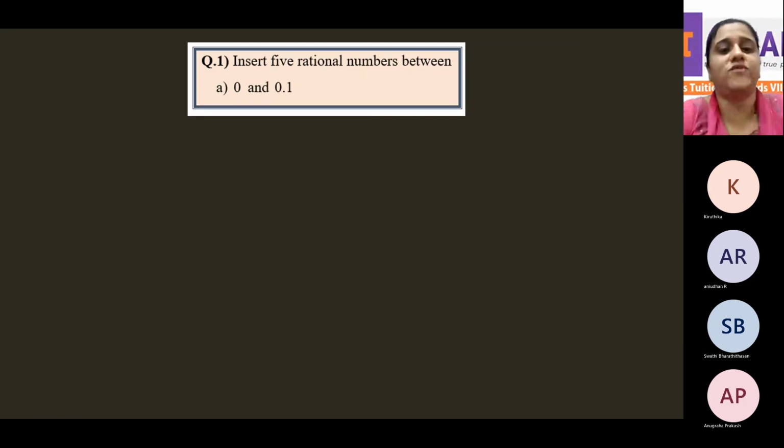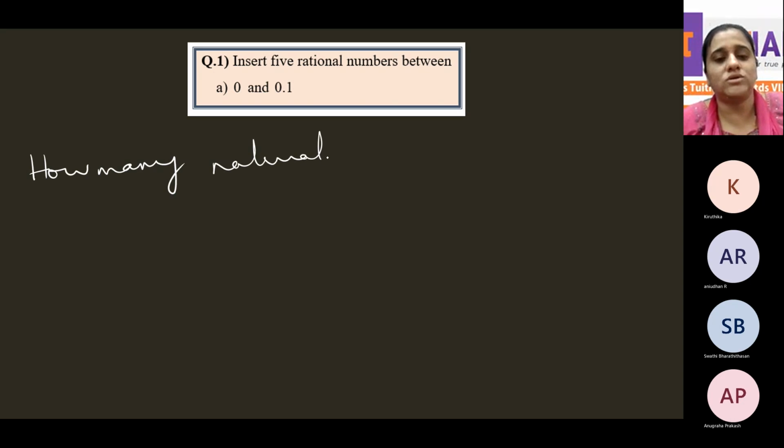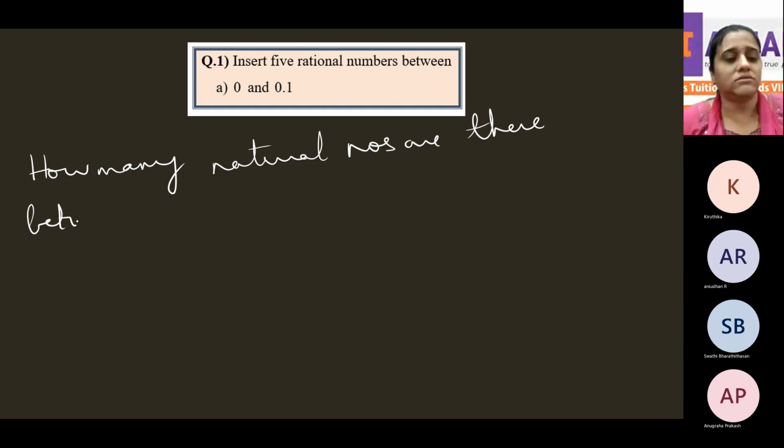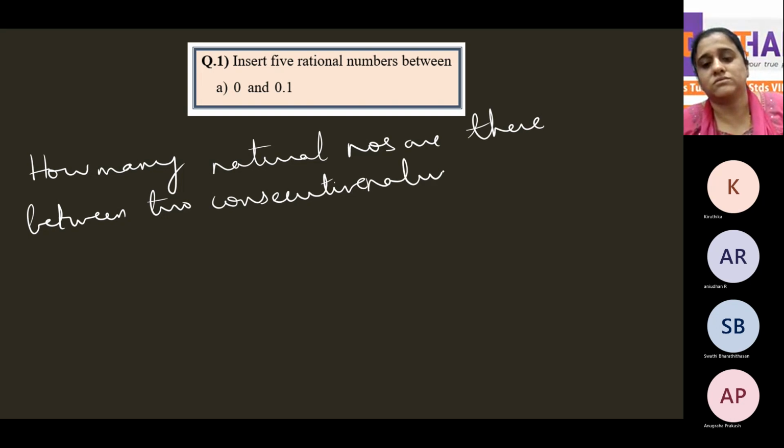Now, insert 5 rational numbers between. Okay. Kritika, how many natural numbers are there between 2 consecutive natural numbers? Okay, let me write. How many natural numbers are there between 2 consecutive natural numbers?